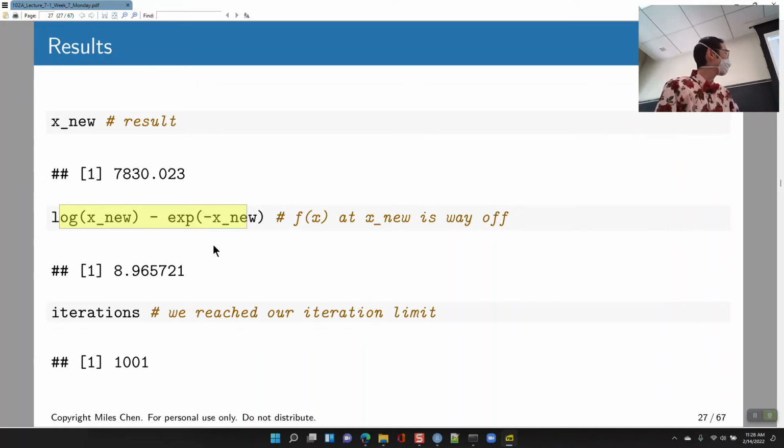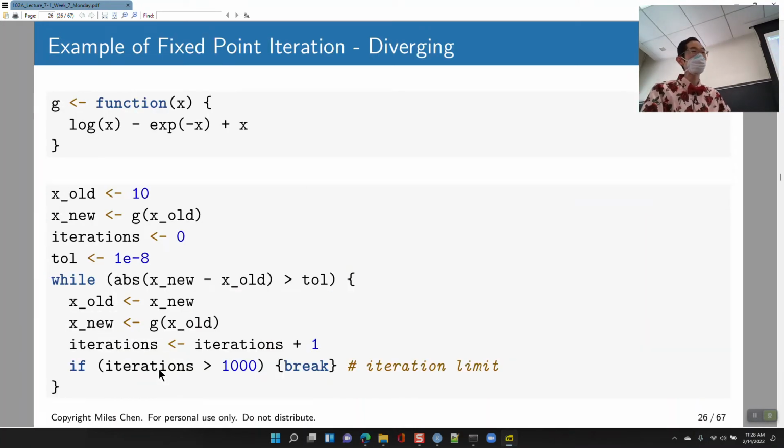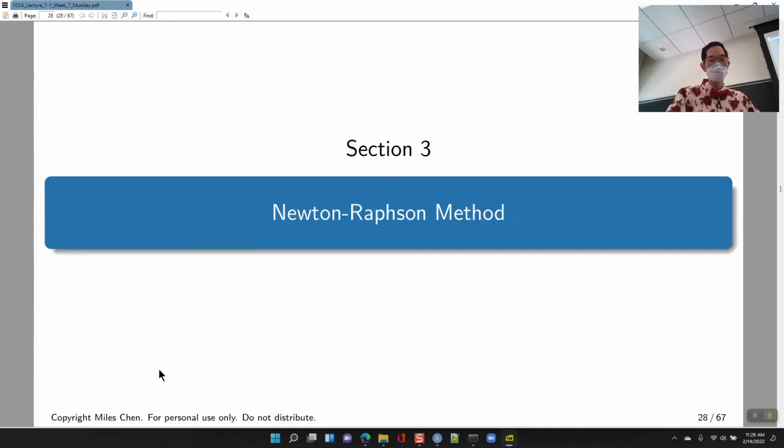And if it's not, then something went wrong. So when I plug it in, log of this x value minus e to the negative x, I don't get anything close to 0. I get 8.96. Okay, so that's nowhere close to 0. This is not a solution. And if I check the number of iterations that it ran, we can see, oh, we hit our iteration limit. We got to 1,001 iterations, and that's why it stopped the loop. It would have kept going forever if I didn't have that iteration limit.